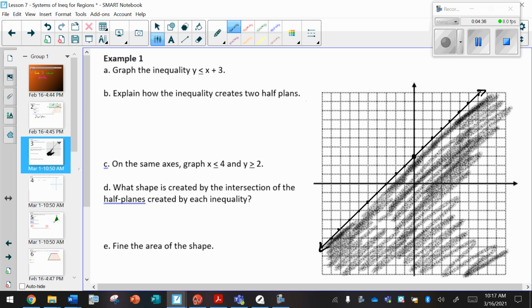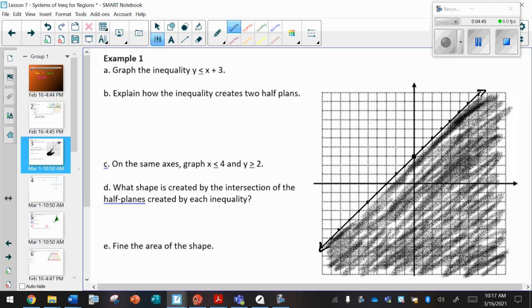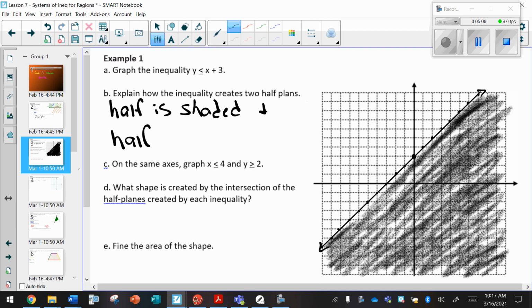That is this entire side of the graph. Now, if you have a highlighter, you can do it with the highlighter. I just happen to have a crayon. So there we go. Explain how the inequality creates two half planes. Well, it's pretty simple. One half is shaded, one half is not. A plane is a flat surface that extends forever. So half of this flat surface is shaded and half of this flat surface is not shaded. I am going to remember to label my line: y is less than or equal to x plus 3.